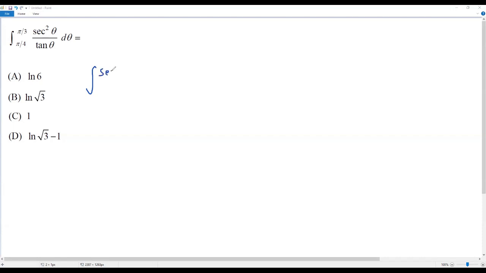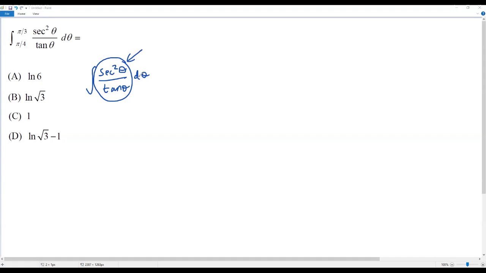That is, the integral of secant squared theta divided by tangent theta d theta. Okay, now let's get the result of this integration. How do we integrate the function we have over here? I'm going to use the method of substitution to integrate this function.